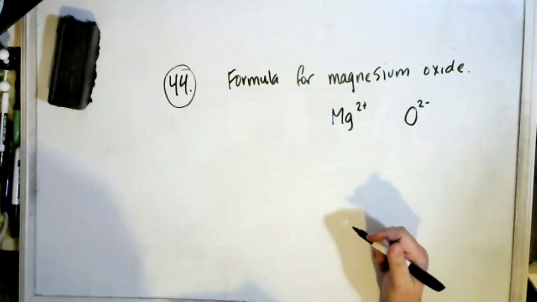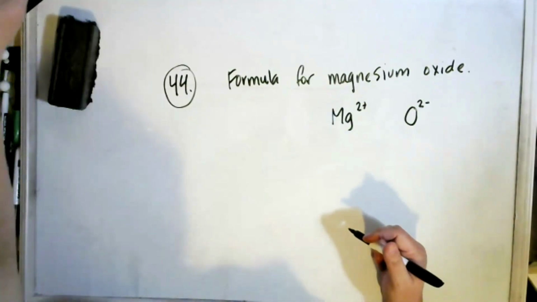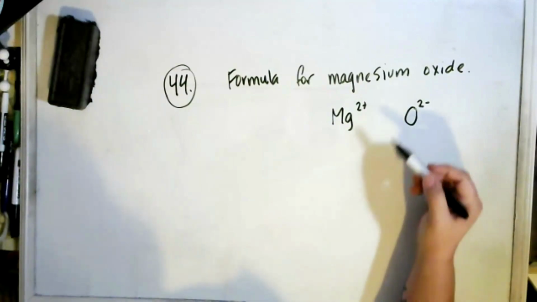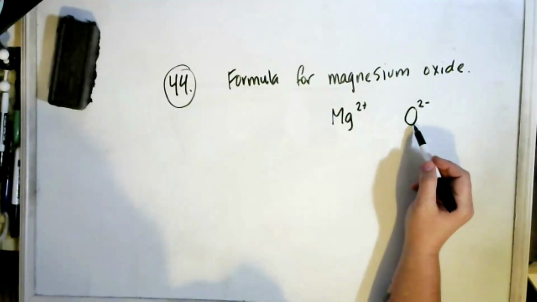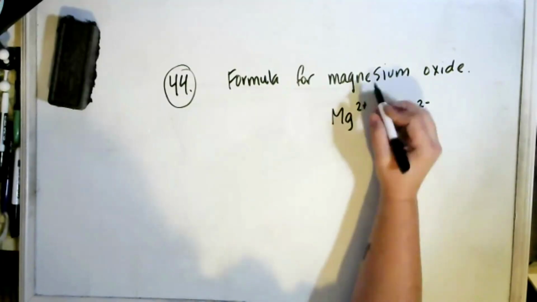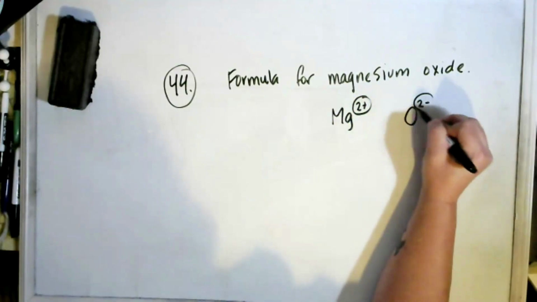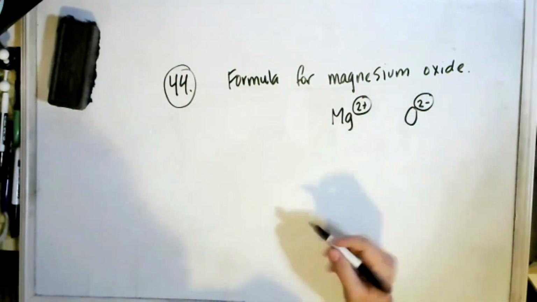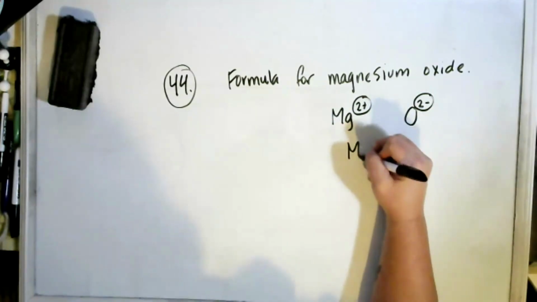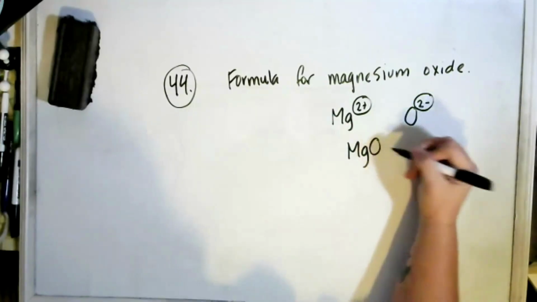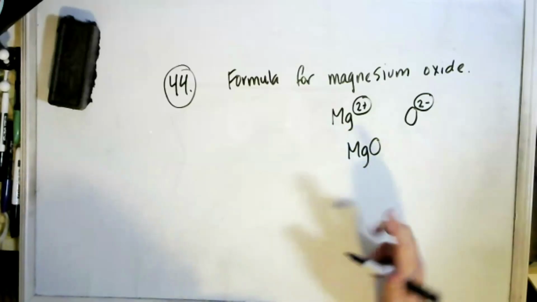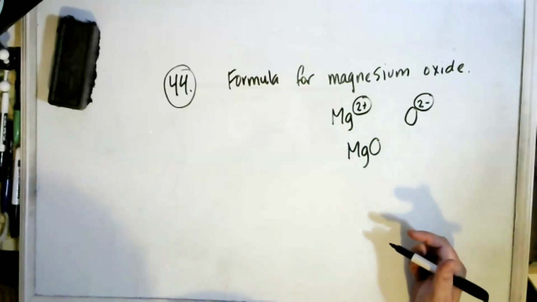And so now you want to ask yourself, well, when these two things join up, how many oxygens do I need to balance out the charge on magnesium, or vice versa? And we see that these numbers, they're the same number, but they're opposite signs. And that means we only need one of each. If we have one magnesium, we only need one oxygen to neutralize that charge. So this is going to be our formula for our magnesium oxide.